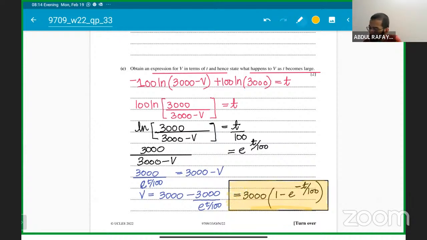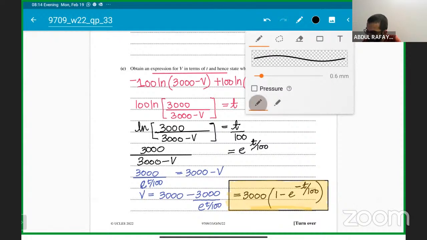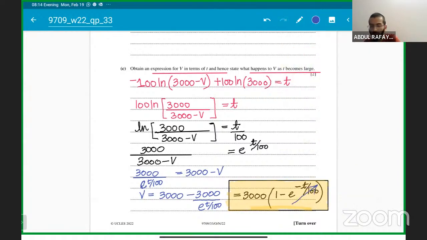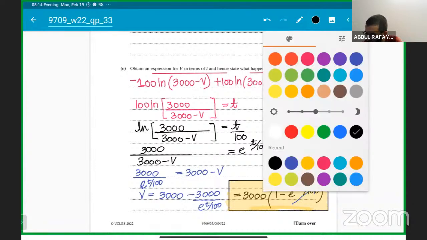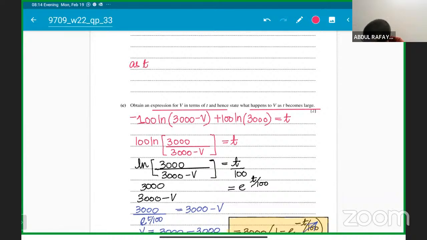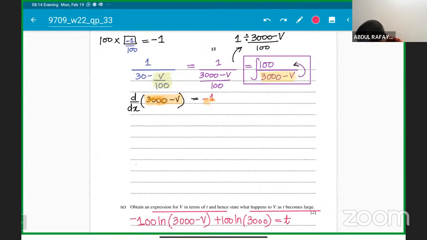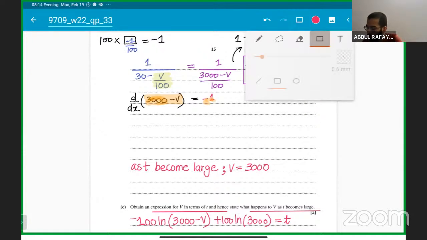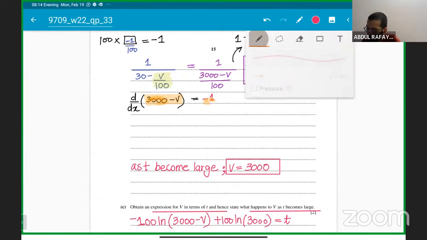And what will happen when t becomes large? This term will become 0. So we will be left with 3000 times 1. Make sure to write down the answer for the examiner: as t becomes large, volume will be 3000. Make sure you write it down below only. So for 2 marks, we got all 8 marks for this question.